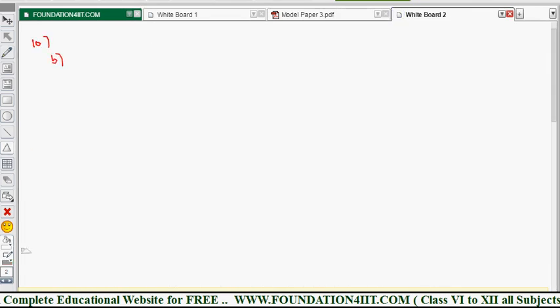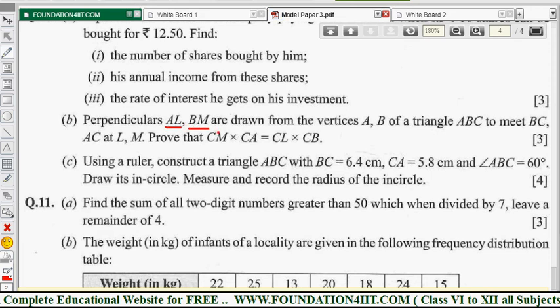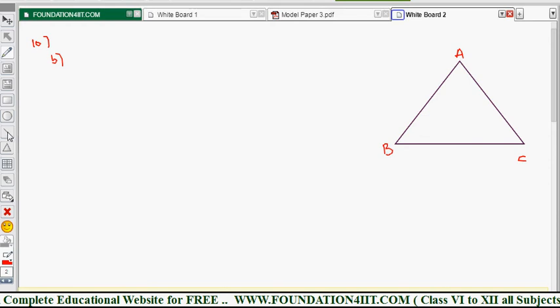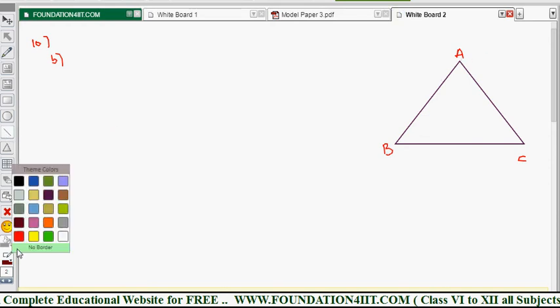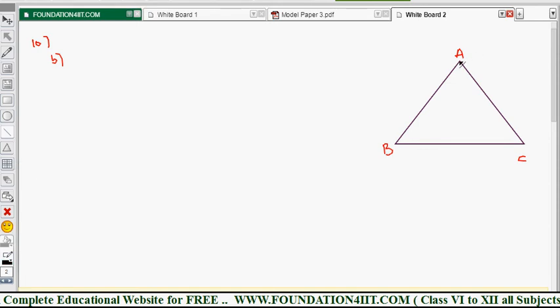Take the triangle and we'll construct the perpendicular lines. ABC are the vertices of the triangle. Now observe the question. AL, BM are drawn from the vertices A and B to meet BC and AC at L and M. Based on that, from A we can draw the perpendicular line to BC, meeting at L. This is from A one perpendicular line, and from B also one perpendicular line. This perpendicular line meets BC at L. This is a perpendicular line, this is at M.